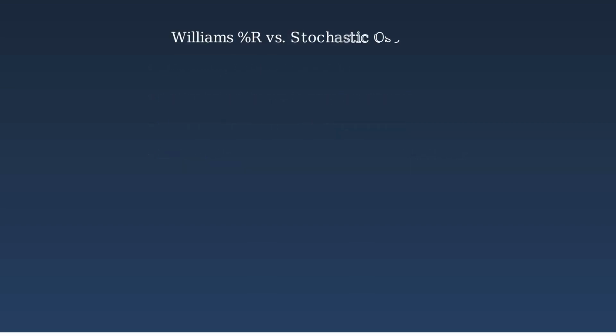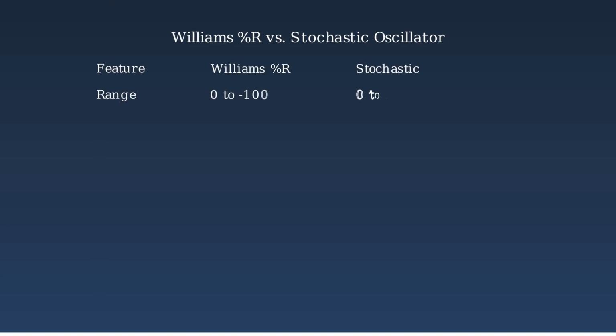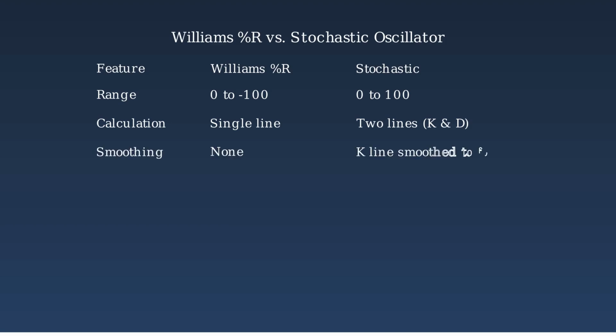Williams Percent R is often compared to the stochastic oscillator due to their similar nature. However, there are key differences. Williams Percent R uses a single line ranging from 0 to -100, while the stochastic uses two lines and ranges from 0 to 100. Unlike the stochastic, Williams Percent R has no built-in smoothing mechanism.